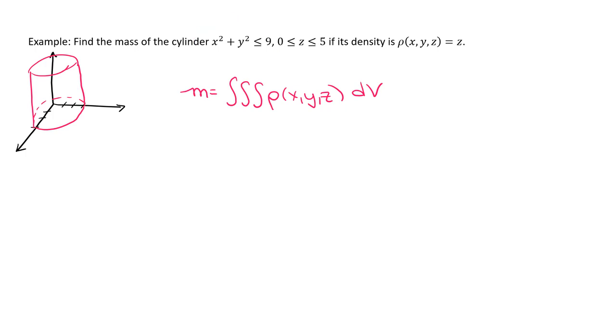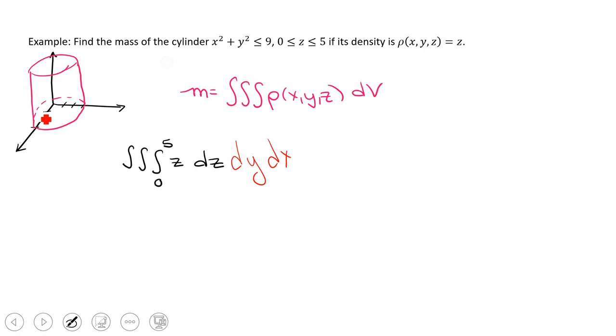To find the mass of this object, we are going to integrate our density function over the volume. So we're actually going to set up a triple integral. My density function is just z. That's what I'm integrating. And my z values start at 0 and stop at 5. Okay, so there's the dz. That's not too bad. And then we could set this up with a dy and a dx, and think about this in the projection in the xy plane, which is just that circle.